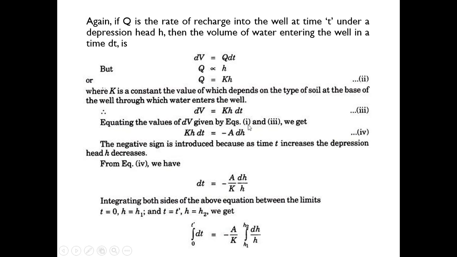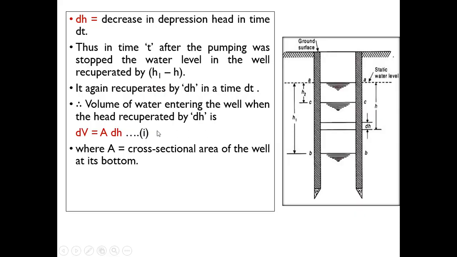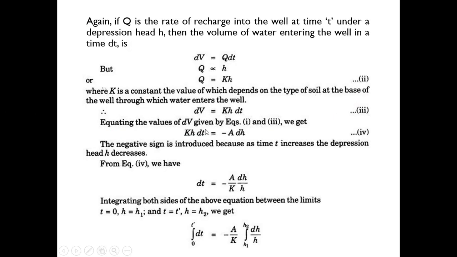Equating the value of dV given by equation number 1 and equation number 3, that is dV equals A into dH, we get kH dt equals minus A dH. Here the minus sign is given. What is the reason? The negative sign is introduced because as time t increases, the depression head decreases. As and when time increases, depression head goes on decreasing, and that's why the minus sign is added here.